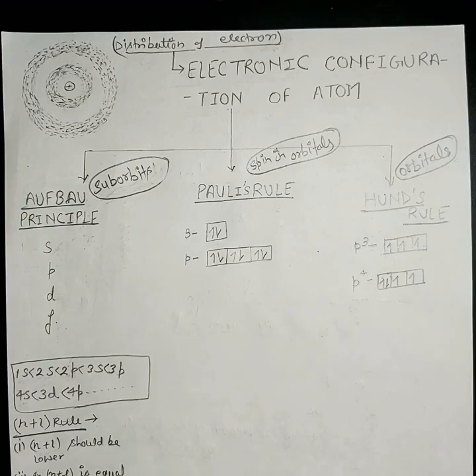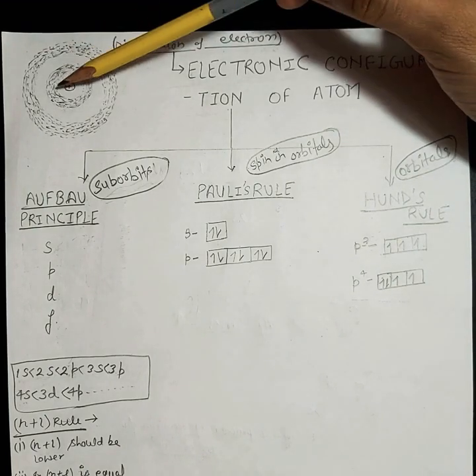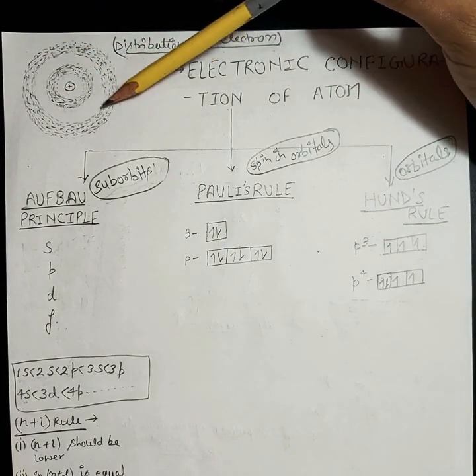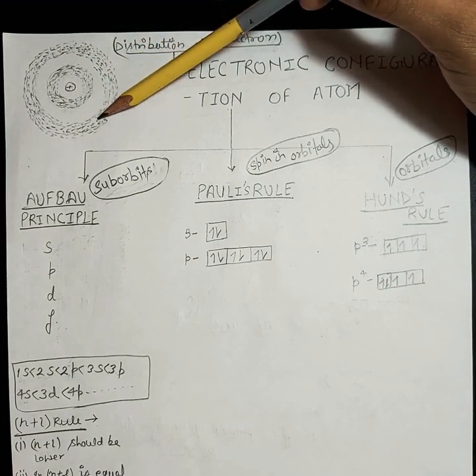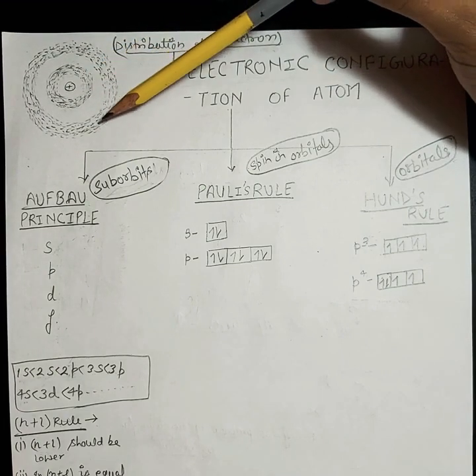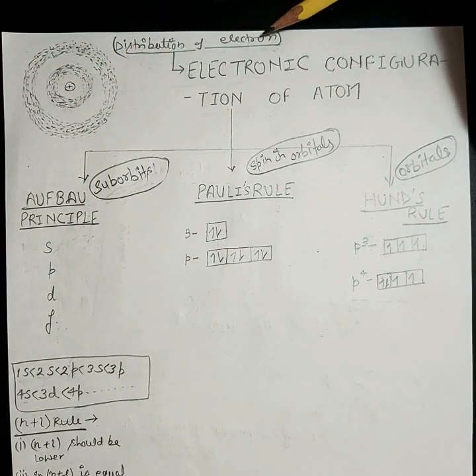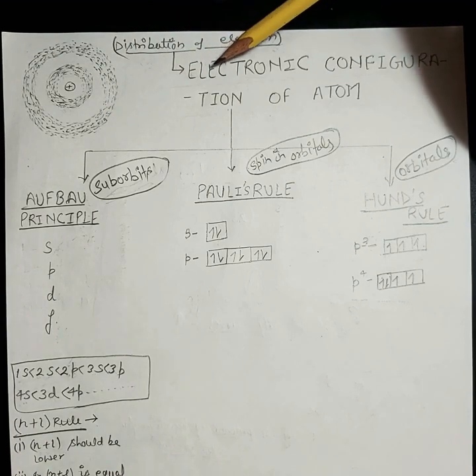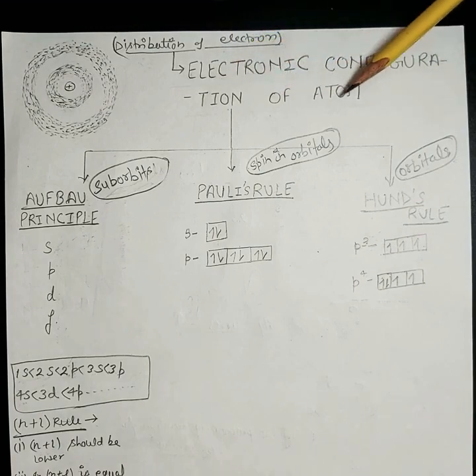Good morning, dear students. Today we will discuss distribution of electron. Because whatever we discussed till now, we know that electrons are present around the nucleus like this electron cloud. But we don't know how electrons are distributed in these areas. So that's why today we will discuss distribution of electron. Distribution of electron is also known as electronic configuration of atom. So this is our today's topic, electronic configuration of atom.